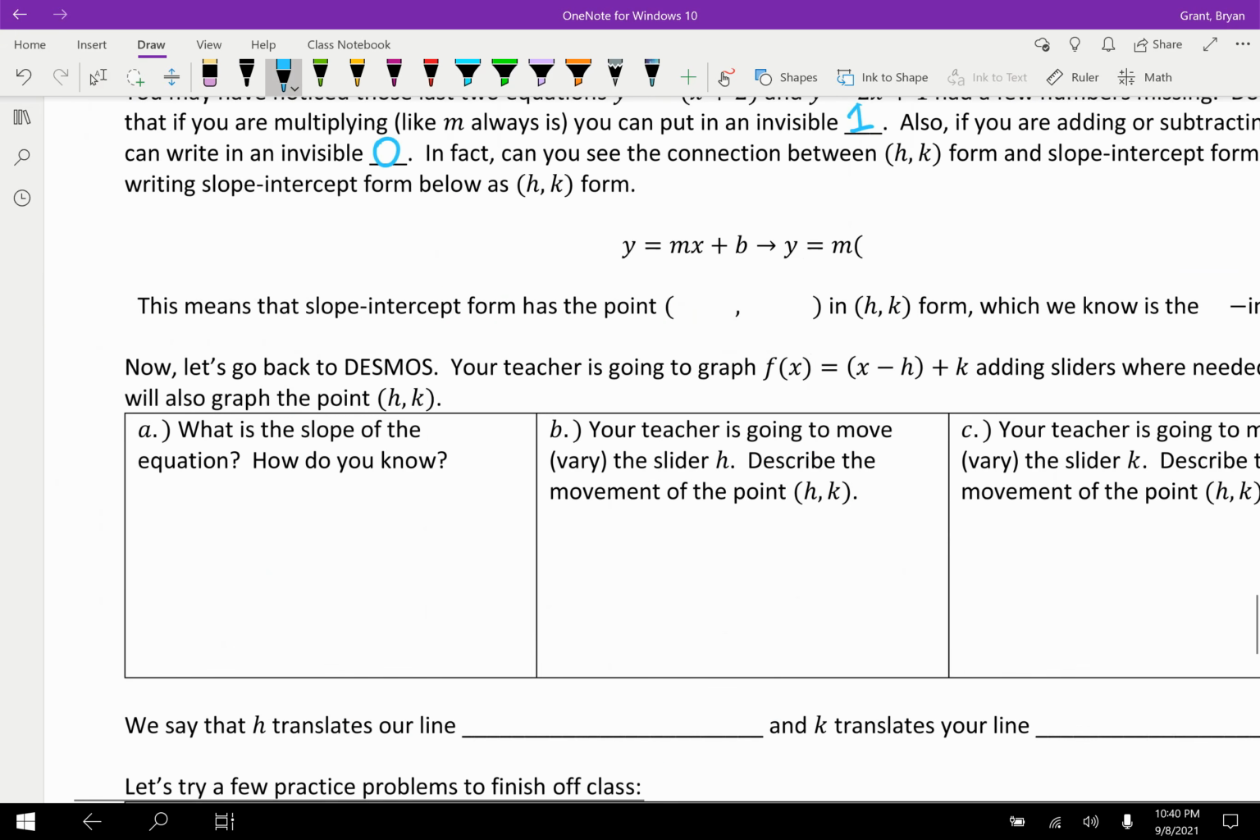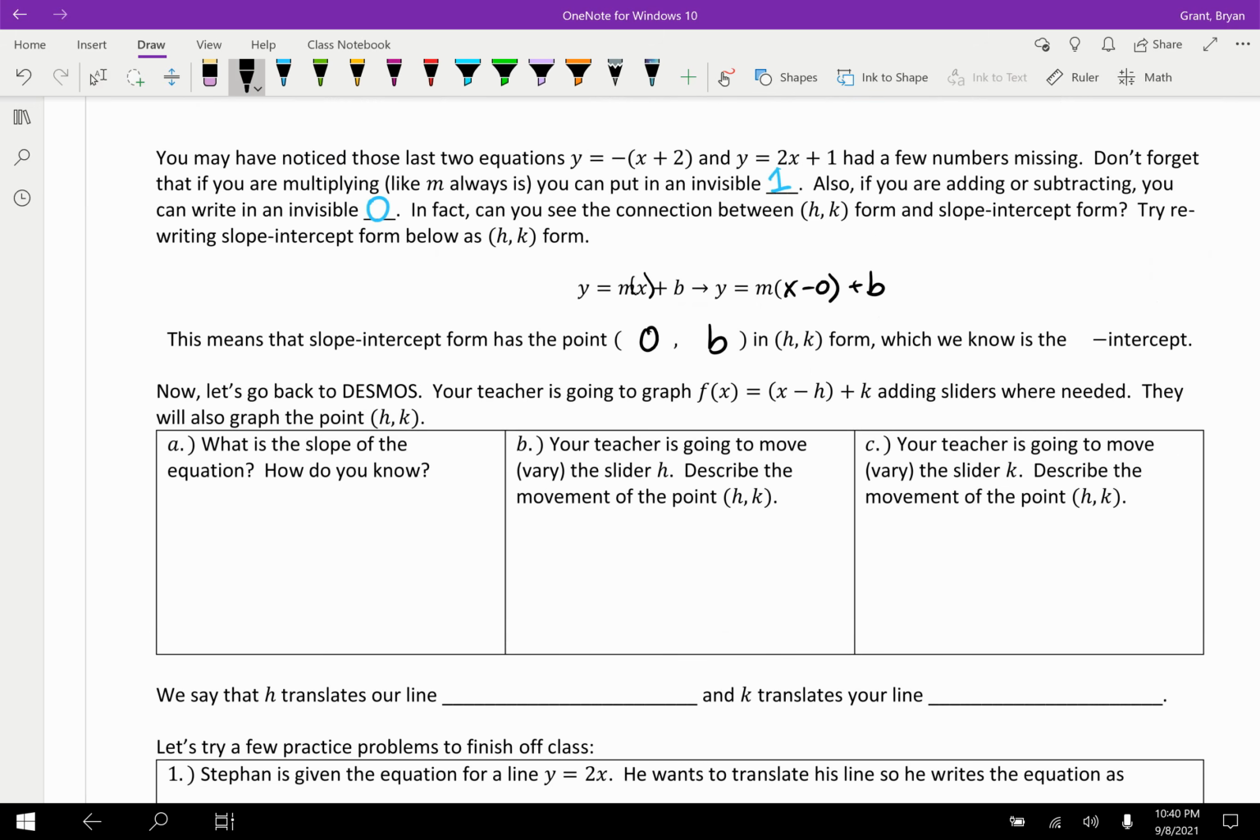So if you ever have an equation that's in slope-intercept form, we can rewrite this by remembering that there are parentheses around the x, and so we can say x minus 0 and then plus b at the end. These two are exactly the same. X minus 0 is still x. And so that means that slope-intercept form, if you think about this in HK form, has the point 0, comma b, which we know, of course, is the y-intercept.